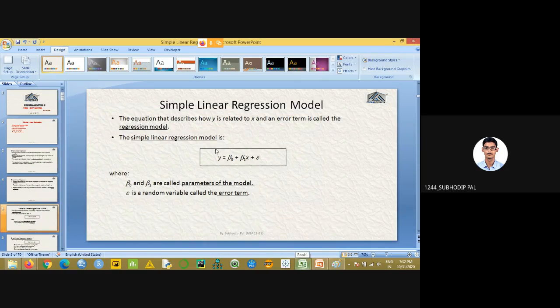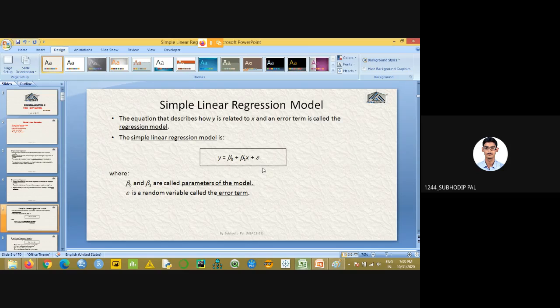So this is the simple linear regression model. Actually, we write it as y cap, not y. Y cap is equal to beta naught plus beta 1 x1 plus epsilon, right? This is the error term. Forget about this. Remember, y cap is equal to beta naught plus beta 1 x1.